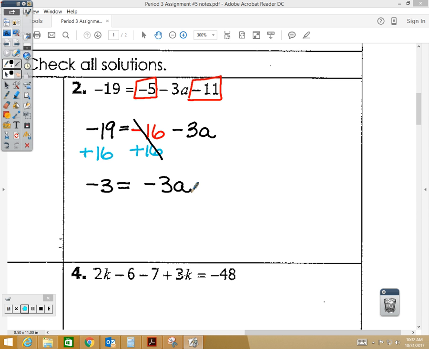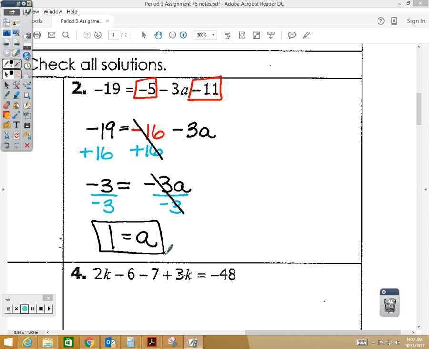Now let's just think about this before I even show how to solve it. Negative 3 times what would give you negative 3? A positive 1. That's the identity property of multiplication. When you multiply by 1, the number doesn't change. The identity doesn't change. So we know the answer is going to be 1, but I'm going to go ahead and show that step. That step is dividing by a negative 3, and negative 3 divided by negative 3 is 1. So a equals 1. It's okay if you have 1 equals a. It's fine.